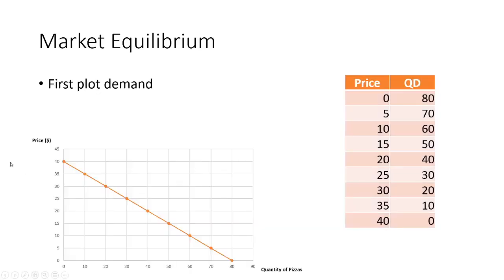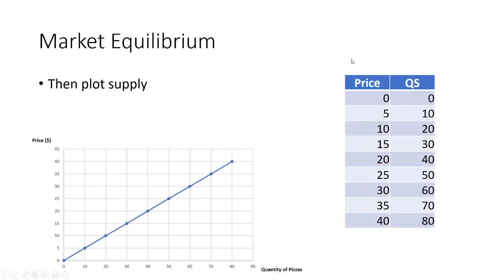First thing we want to do, let's plot demand. We have our demand schedule here, and we've plotted our demand. We can see here at a price of $0, the demand would be about 80 pizzas. You can see price $0, demand 80 pizzas. That should be familiar. We'll do the same thing with supply.